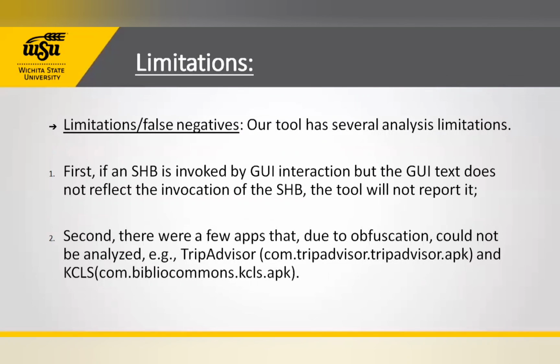The limitations. The limitations in the system are of three categories. First one is limitations for false negatives. Our tool has several analysis limitations. To begin with, if the SHB is invoked by a GUI interaction, however, the GUI text doesn't reflect the invocation of the SHB, the tool won't report it. Hwang et al.'s idea of finding the mismatches between user interface and app behavior could be used to address this limitation. Coming to the second limitation, there were a few apps that, because of obfuscation, could not be analyzed. For example, TripAdvisor and KCLS.